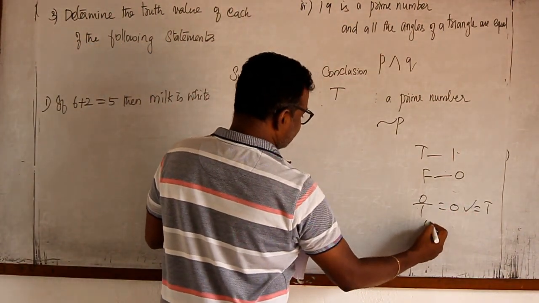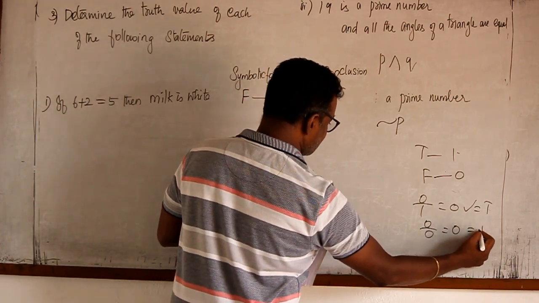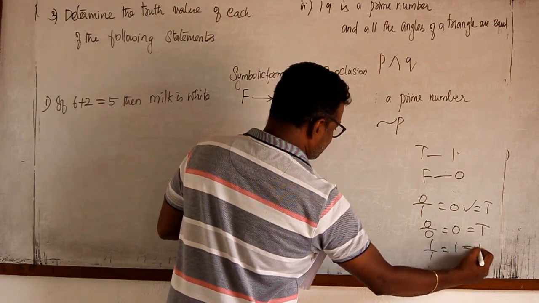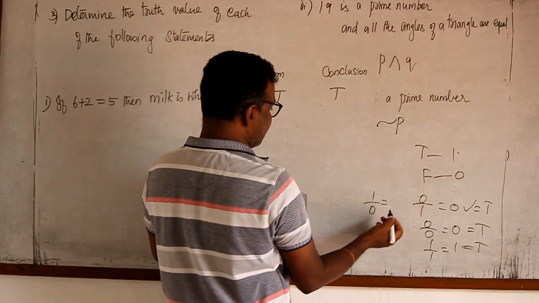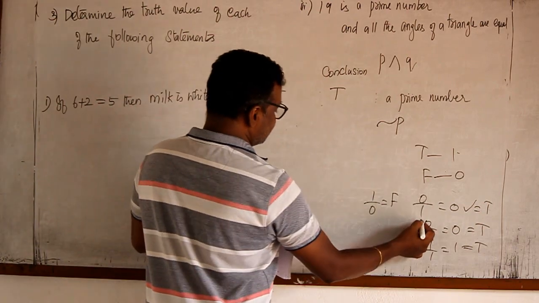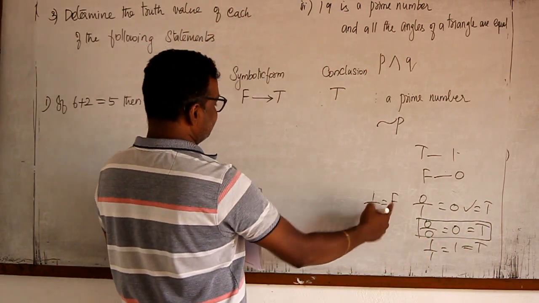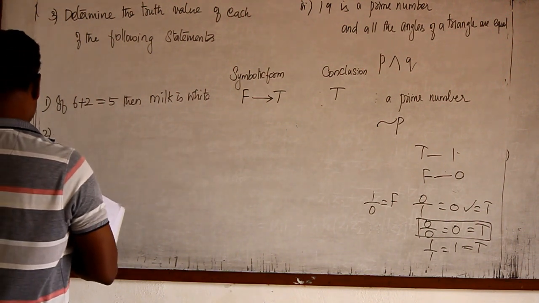Similarly, 0 by 0, it is 0, so it is true. 1 by 1 is 1, so it is true. But 1 by 0 means infinity, so it is not a number, so it is false. So we must take this one as T, whereas 1 by 0, if it comes, must be taken as false. Just listen, then you will understand by doing problems.